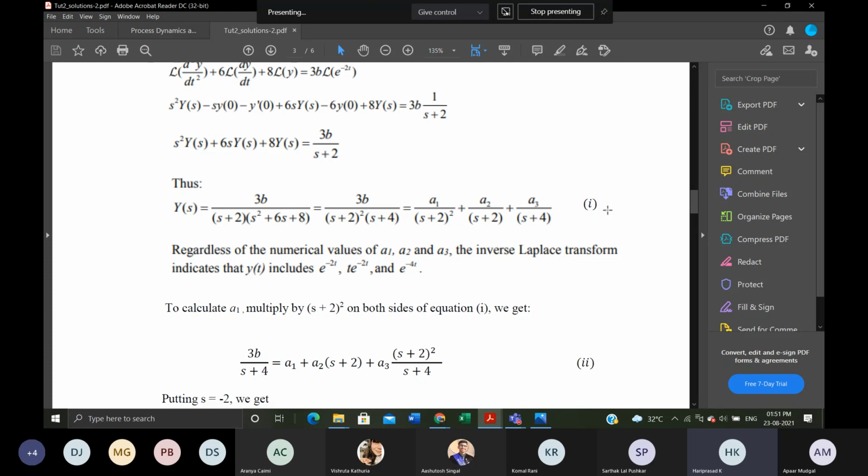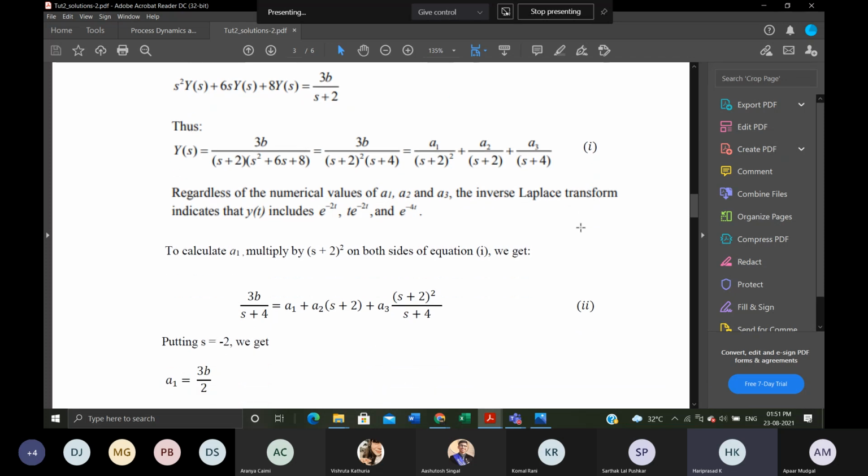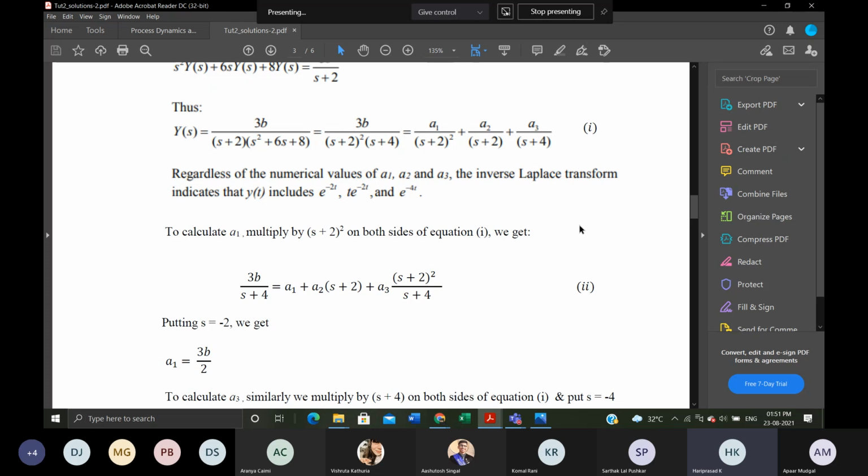You need to know the values of the variables a, B, and A1, A2, and A3. How do you do it? You will have to do some mathematical jugglery, multiply everything so that you isolate one term. In this case, for equation 2, to calculate A1, you have to multiply everything by s square. Then A1 would be isolated, along with A2 times s plus 2, and A3 times s square by s plus 4. Now you can substitute s equal to 0 or s equal to minus 2 so that all the terms cancel out, and you will be able to isolate A1.